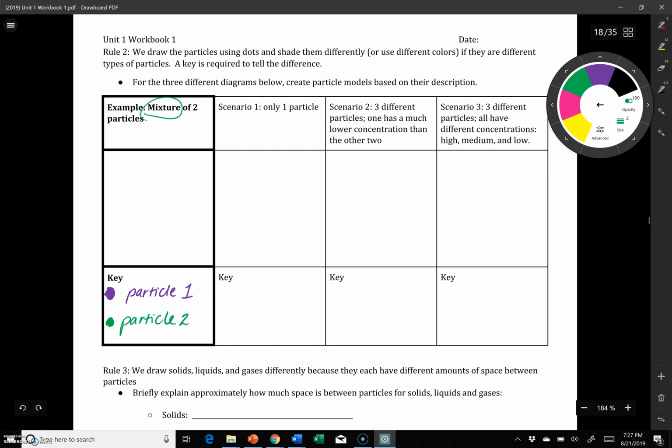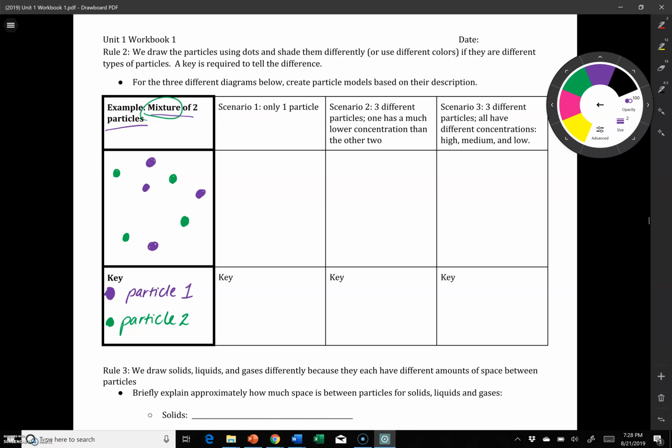Now I'm going to draw enough to create a mixture, but I don't have to encompass the entire thing, because that would be very labor intensive. I want to do enough to effectively communicate the point. So there's one particle, and here is a second particle. So I have a mixture, they're kind of mixed up, of 2 different particles. And that would accurately represent what the example mixture of 2 particles means.